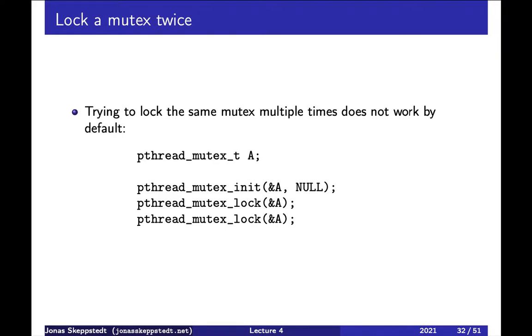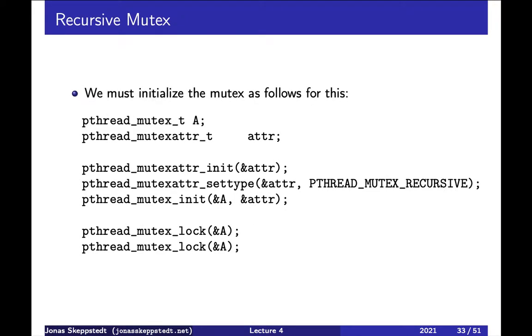So to make a recursive Mutex, we have to use this attribute. So we initialize the pthread mutex attribute and then set a certain field of this. We are not supposed to know how the attributes are organized, but we are allowed to set this. And then we use this attribute when we initialize the Mutex, and now we can lock it twice if we wish.